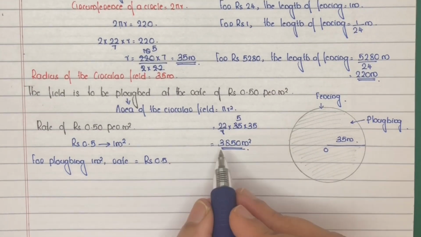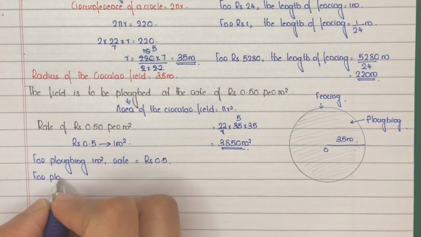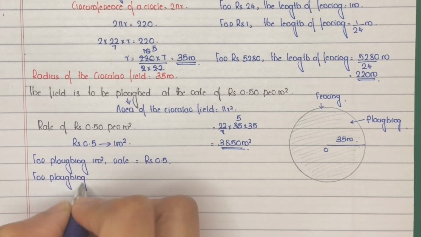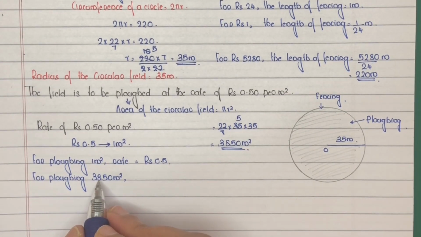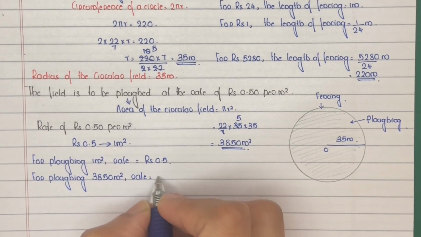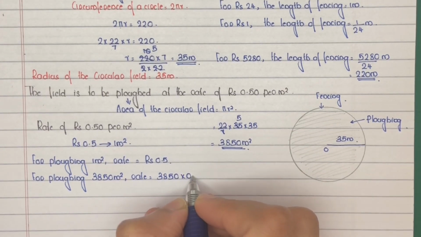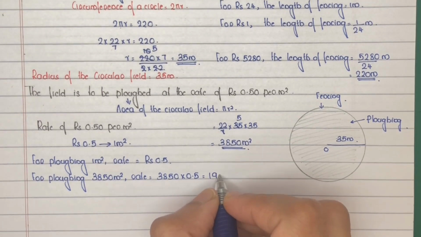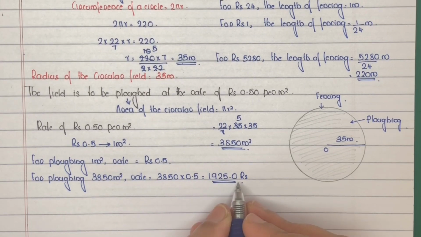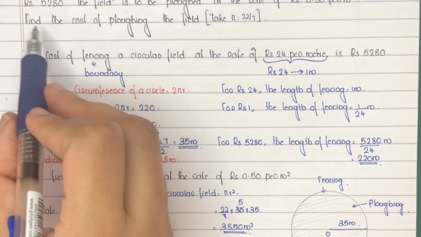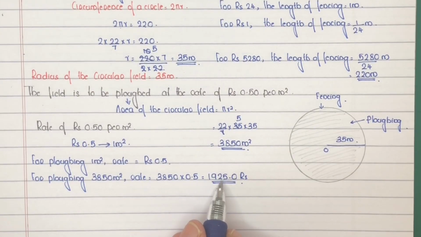Here the total area is 3850 meter square. For ploughing the total area, the cost is equal to 3850 into 0.5, which equals 1925 rupees. Okay, so the question is to find the cost of ploughing the field. So the cost is rupees 1925.